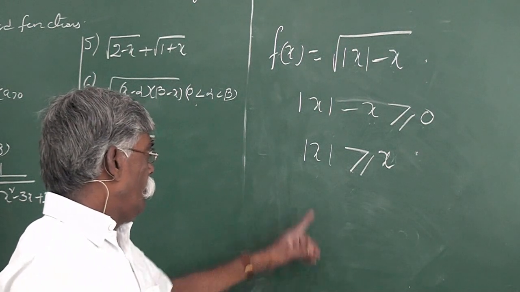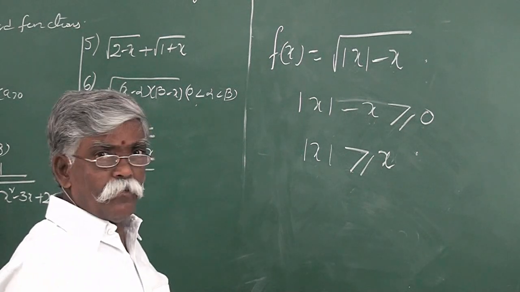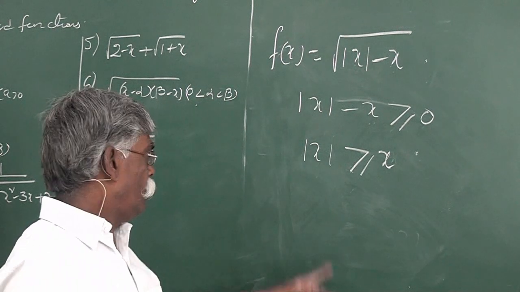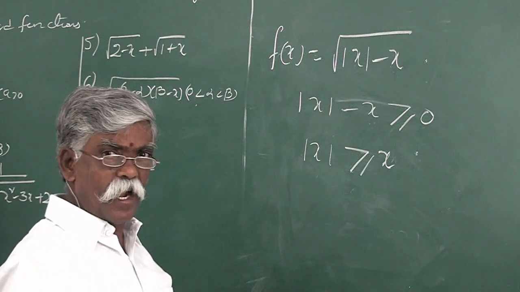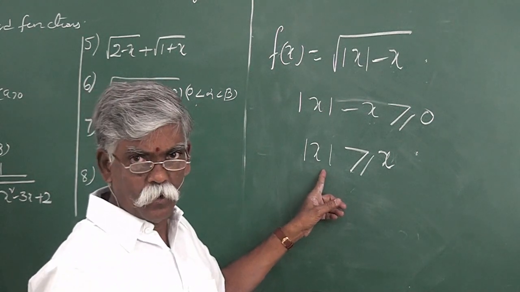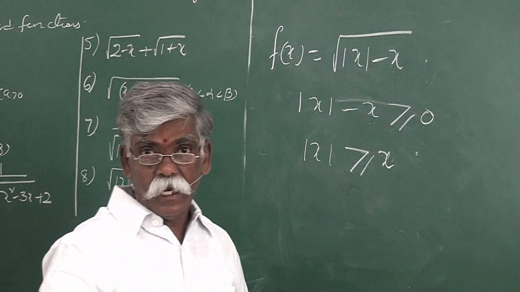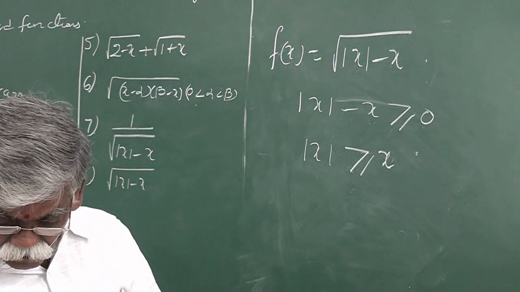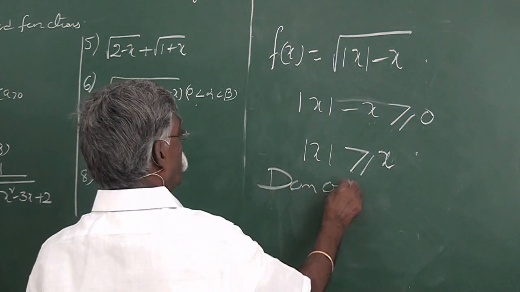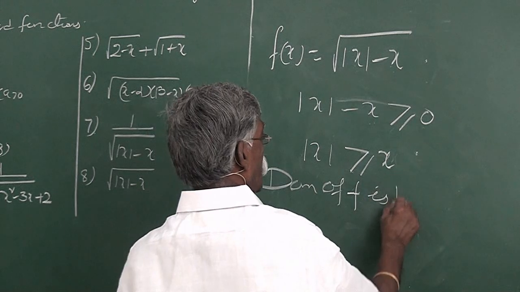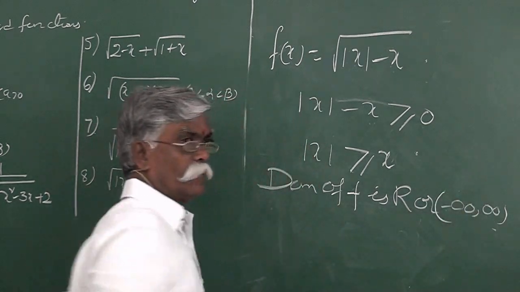So now, mod x will be greater than or equal to x for all values of x. For example, if you take 4, modulus of 4 satisfies greater than or equal to 4. Suppose you take minus 4, modulus of minus 4 will satisfy greater than or equal to minus 4. So therefore, x can take any real value. Therefore, domain of f is capital R, or minus infinity to infinity.